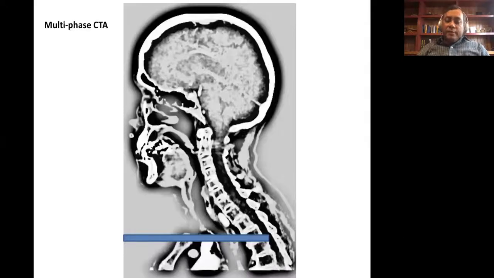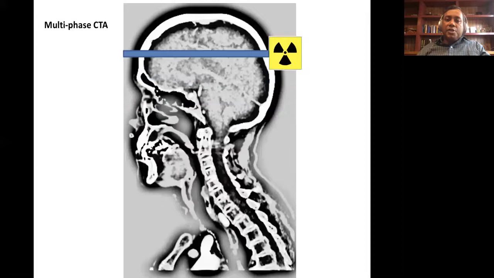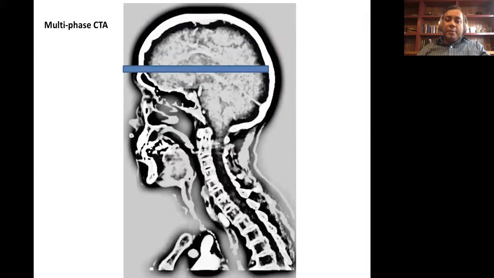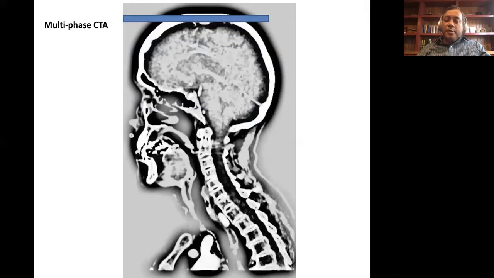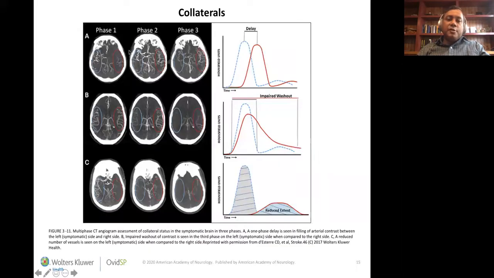So we came up with a very simple technique called multiphase CTA, which is essentially time-resolved CTA. And so you'll see here in this picture, one acquisition, and then you come down, and then low radiation second acquisition, 0.5 millisieverts, low radiation third acquisition, 0.5 millisieverts. So you get 3 different images, and this is what you have. And I've shown you some of those scans earlier too. You have phase 1, you have phase 2, and you have phase 3. This is multiphase CTA. And so you have time-resolved images of filling of collaterals.